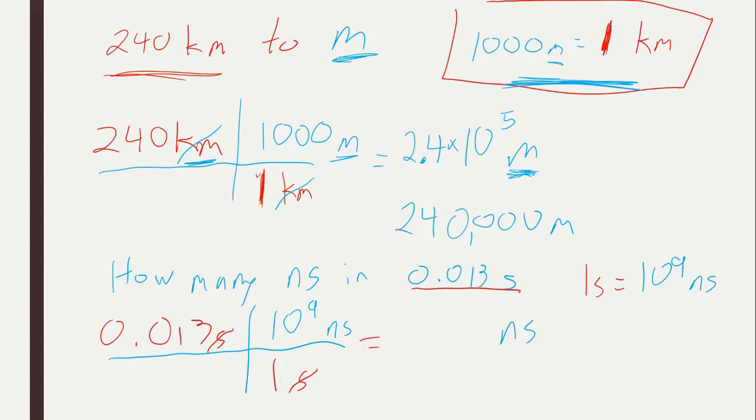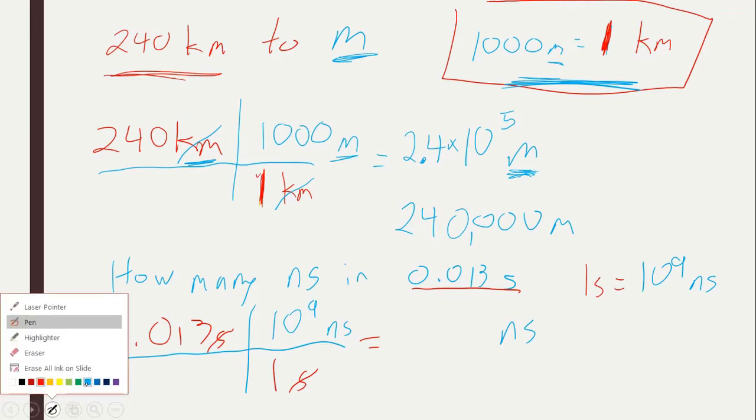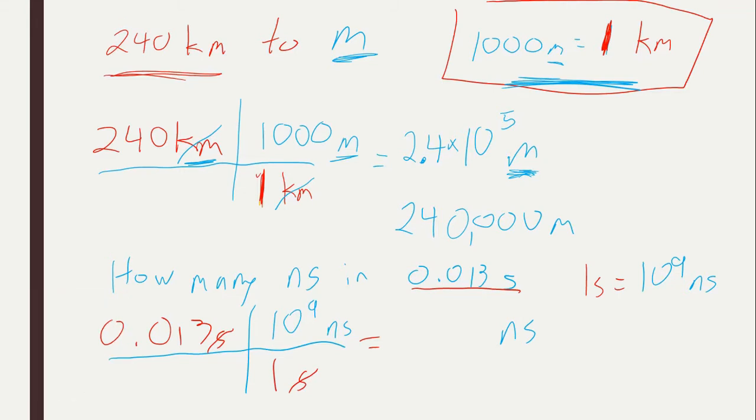And now we just multiply 0.013 times 10 to the 9th. And that will give you 1.3 times 10 to the 7th nanoseconds. And if you want, you could have also just done 6 zeros: 1, 2, 3, 4, 5, 6, so 13,000,000 nanoseconds. Either one of those works.